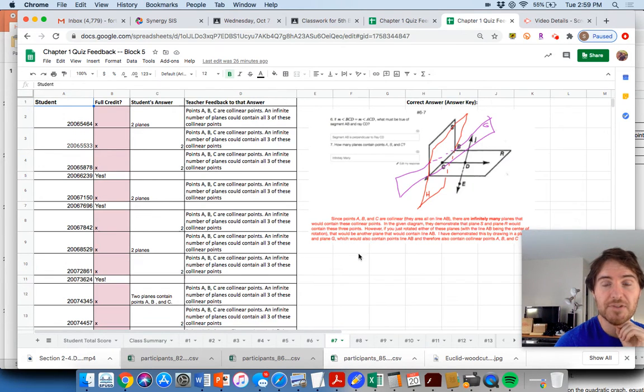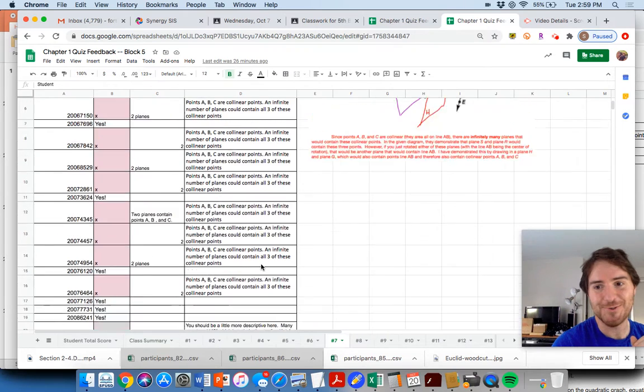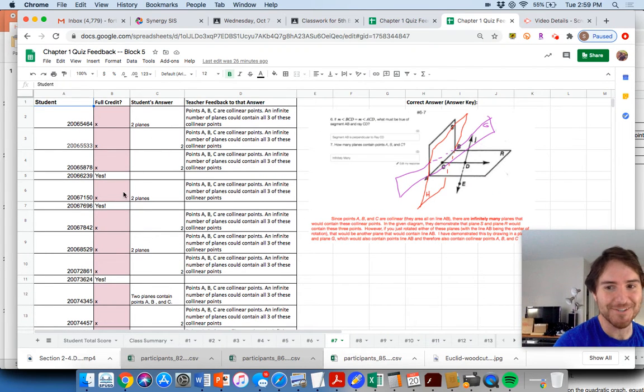Okie dokie. Number 7. Let's see here. Yeah, check out this diagram. This was pretty sweet. A lot of people. Ooh, man, this is sort of a lot of bloodshed on this one here. A lot of red I'm seeing there.